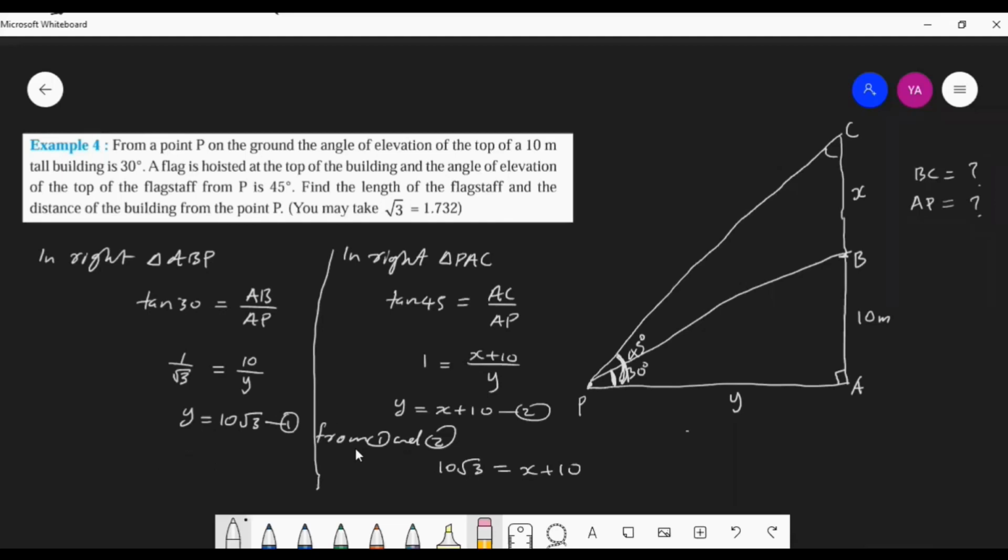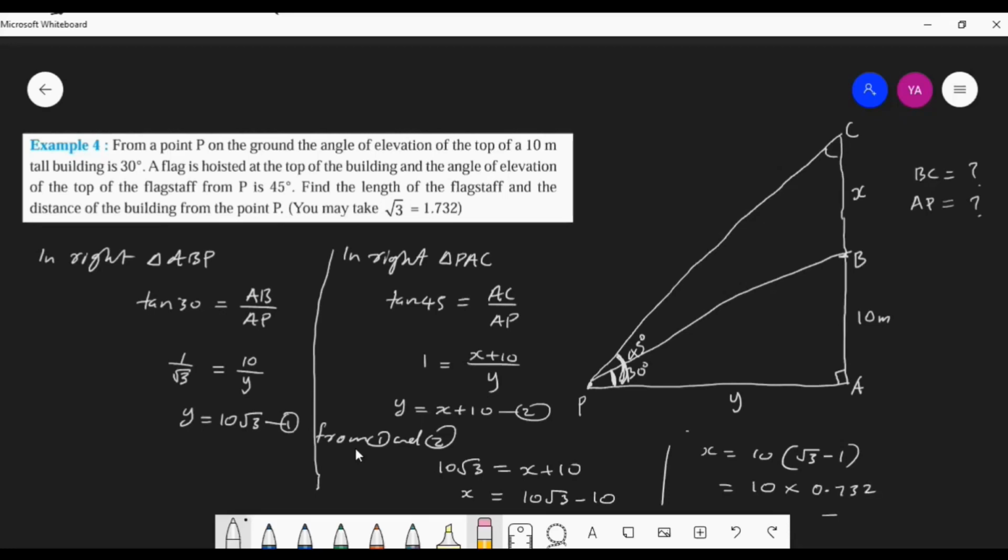So what will be x? 10 root 3 minus 10. That is common, so we can take 10 common outside. So 10 into root 3 minus 1. We can give the approximate value, so that's given here: 10 into 1.732 minus 1.